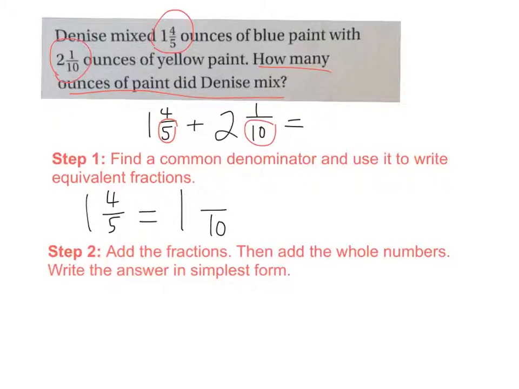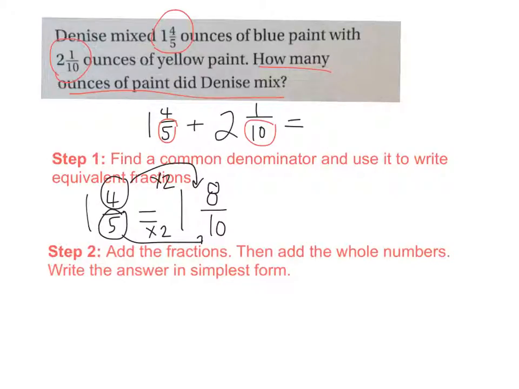When I'm writing equivalent fractions, do I ever need to change the whole number part? No. Okay. Now, if I want to change my denominator to be 10, what do I need to change my numerator to, and why? Misaki? If I want to change, how did I go from 5 to 10? What did I multiply by? I multiplied by 2, so what does that mean I need to multiply my numerator by? So what's 4 times 2? Good. So is 1 4/5 equivalent to 1 8/10?